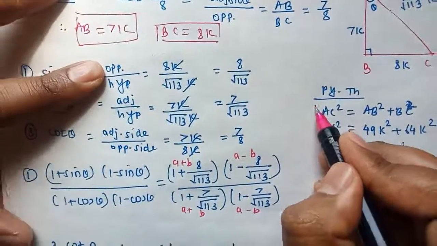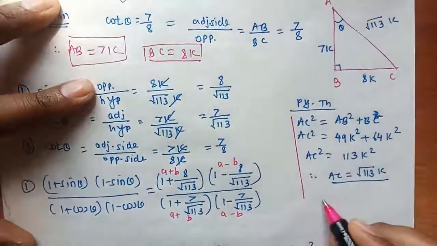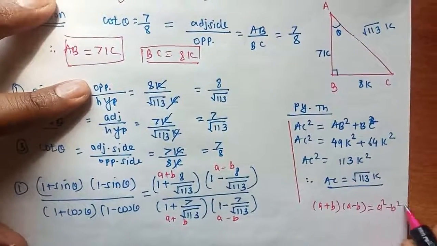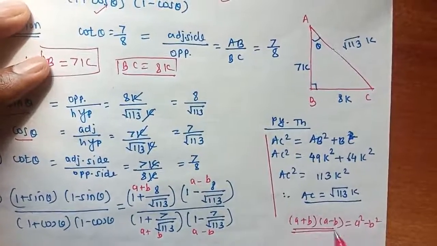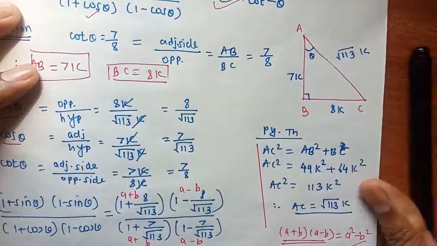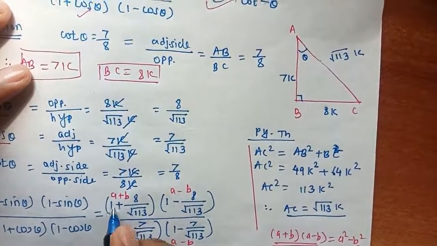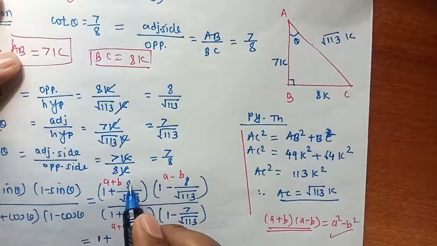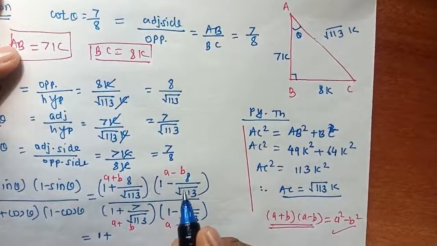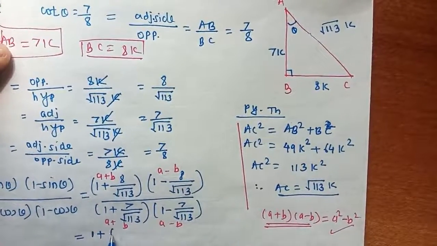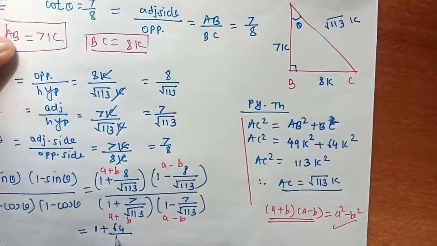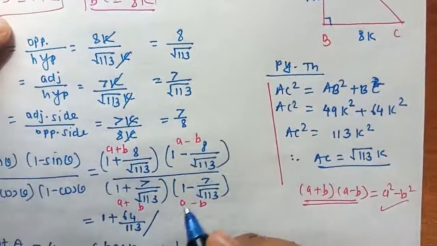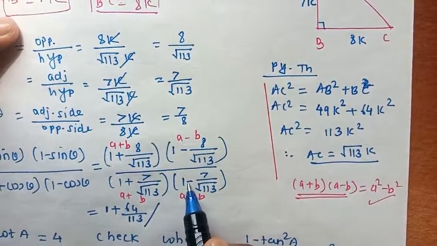Now we know that A plus B and A minus B is a formula of A square minus B square. So even this expansion I can directly write as A square minus B square. That is nothing but equal to A square, that means the square of 1 is 1, plus B square. This B means 8 upon root of 113. So the square of 8 is 64 upon 113, since the square of root of 113 is just 113.